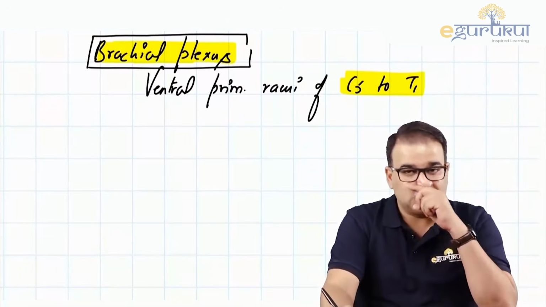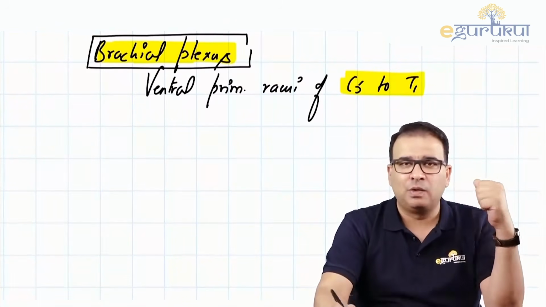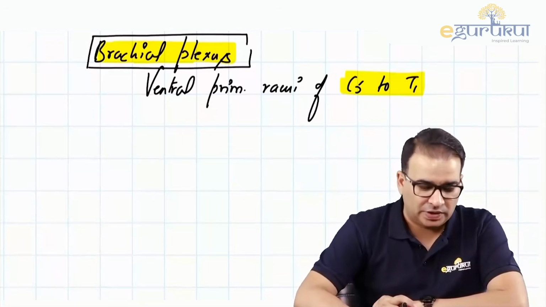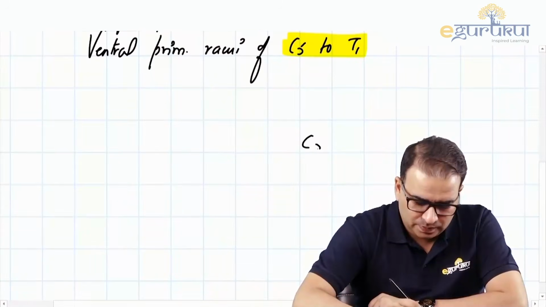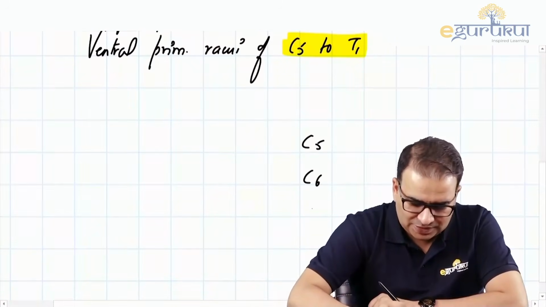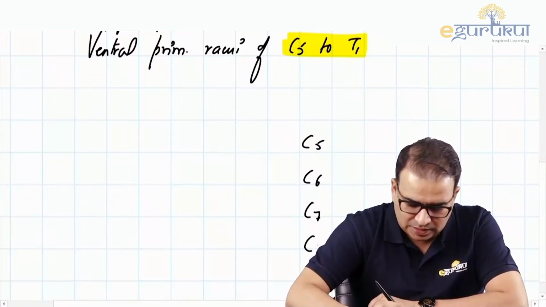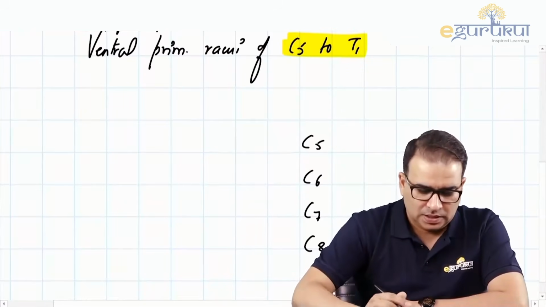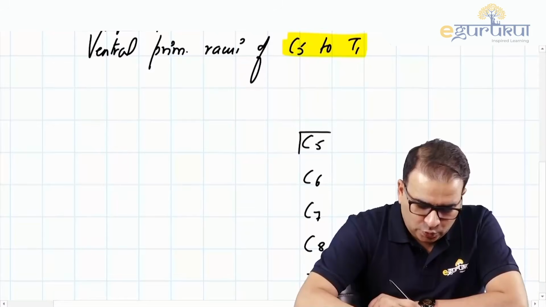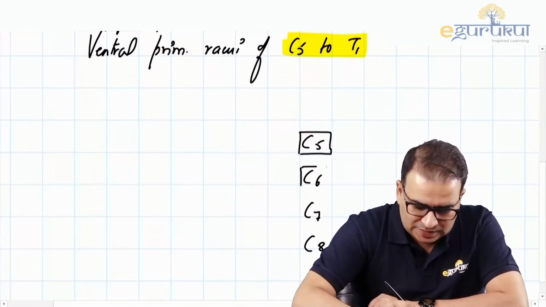Let us understand the formation of the brachial plexus in a schematic diagram, and we will also see what branches will be coming out of it. When I say C5 to T1, let's believe this is C5 here. Here we have C6, C7, C8, and let's say this is T1. So these are the 5 roots which will contribute to the formation of the plexus.